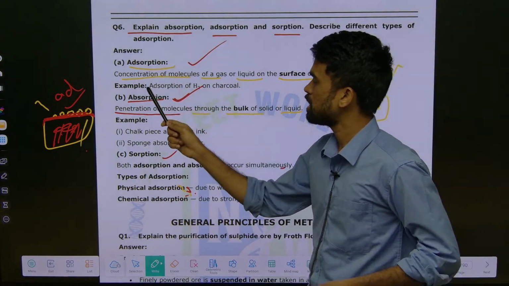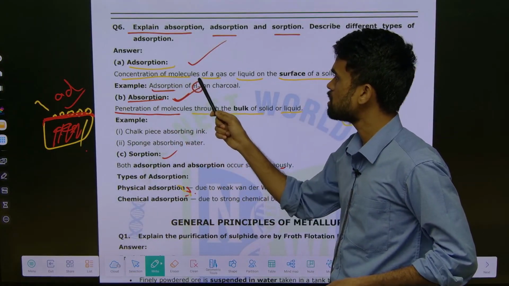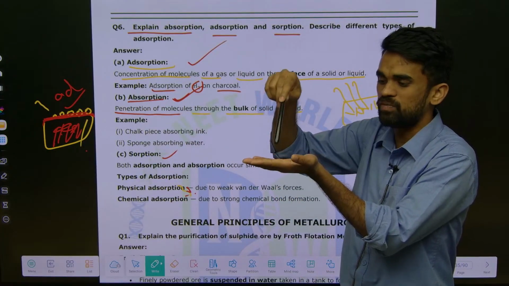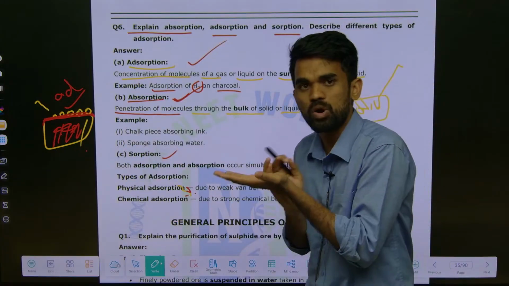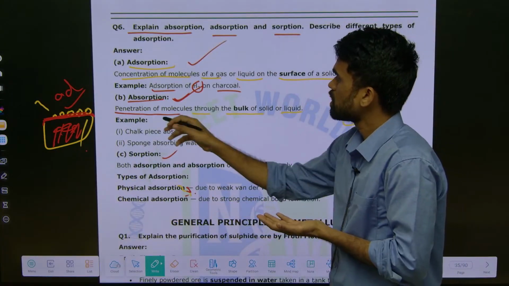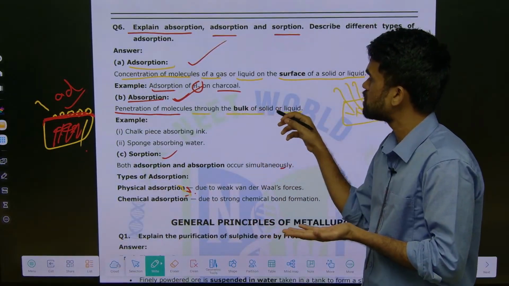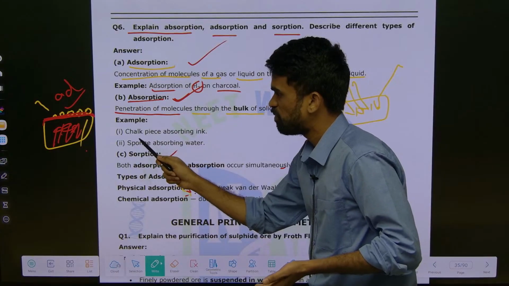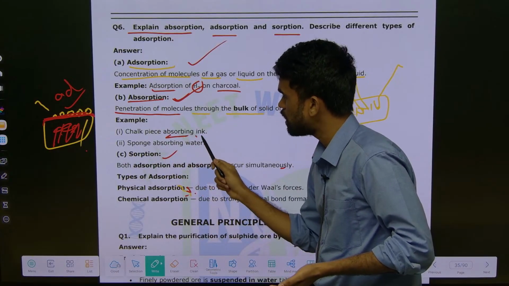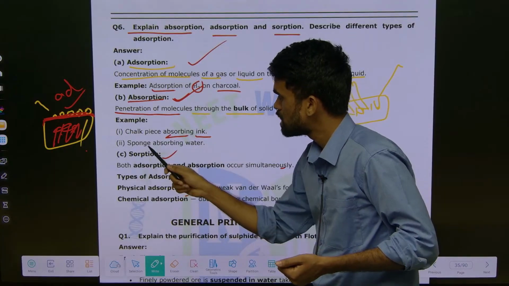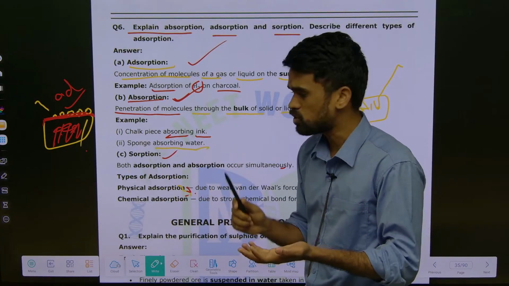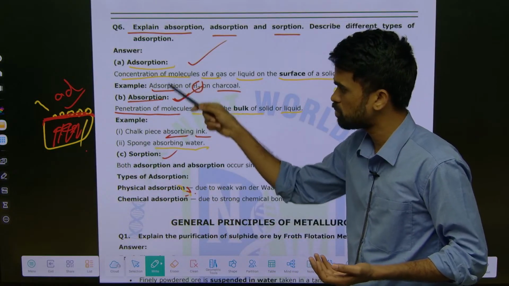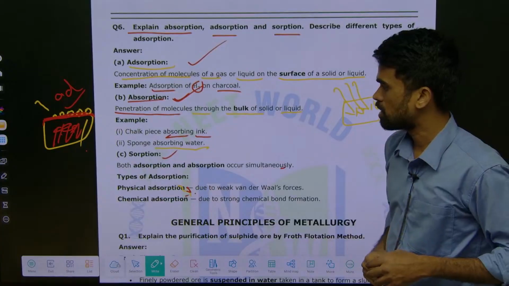See, an adsorption example: adsorption of H2 gas on charcoal. If hydrogen gas is accumulating on the surface of the charcoal, that process is called adsorption. Penetration of molecules into the bulk of the solid or liquid is absorption. A piece of chalk absorbing ink is absorption. A sponge absorbing water is also absorption. Sorption means both of these two processes taking place simultaneously.